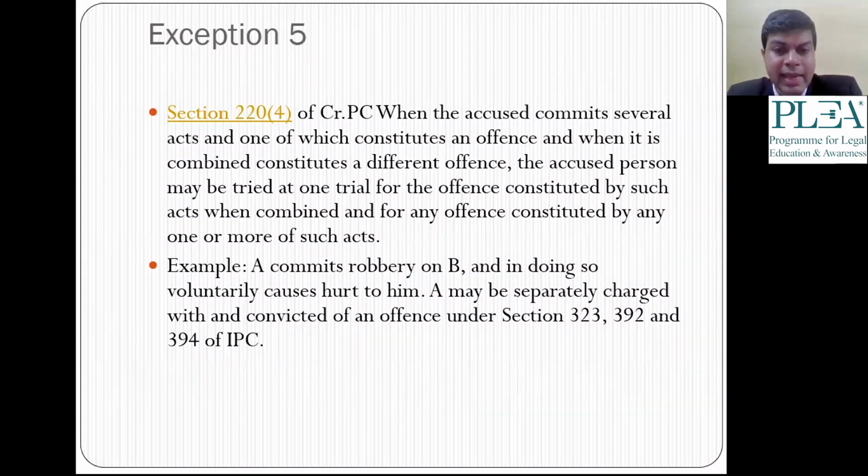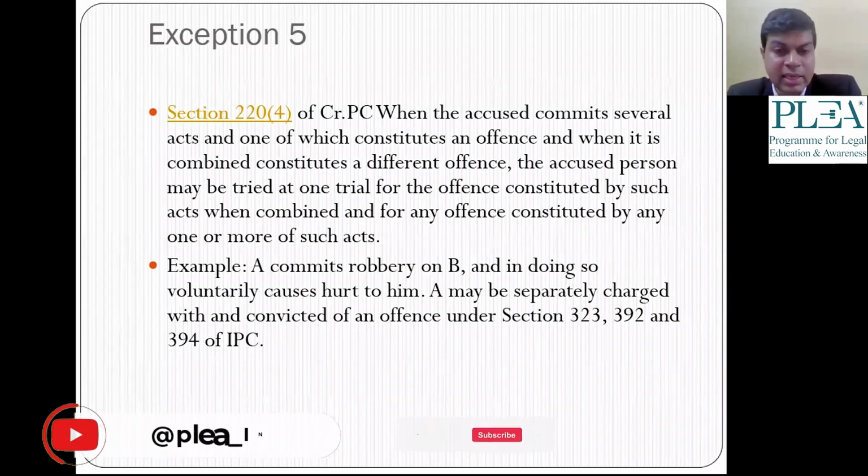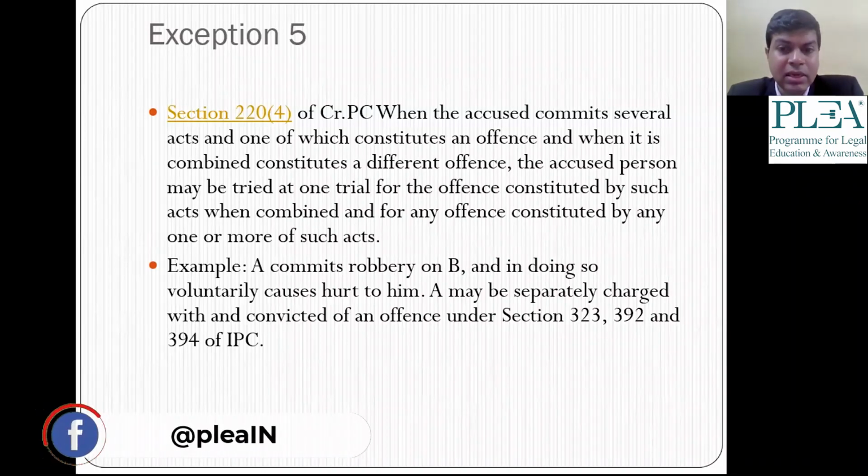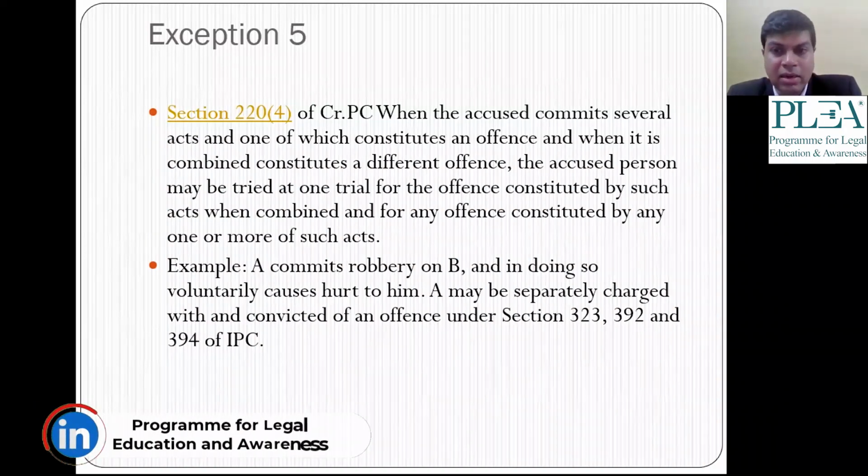Say for example, A commits robbery on B, and in doing so voluntarily causes hurt to him. A may be separately charged with and convicted of an offense under sections 323, 392 and 394 of the IPC. So I think everyone is getting a clear idea that if a person commits many offenses, they can be constituted in one trial and tried in one trial.